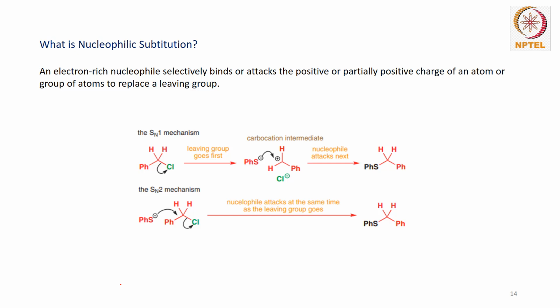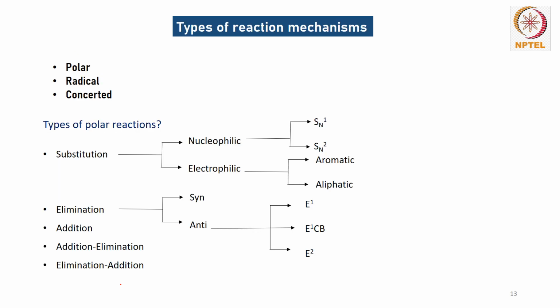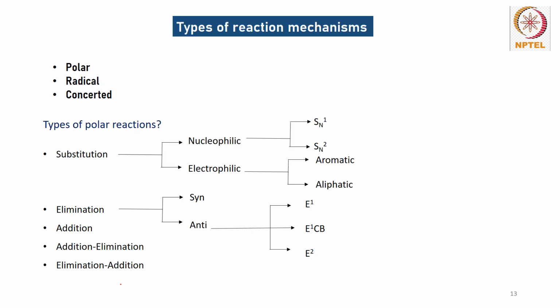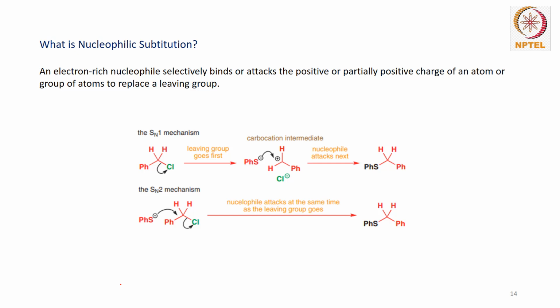So today's goal is to explain what substitution is, and mainly what nucleophilic substitution is. Here I am discussing nucleophilic substitution. When an electron-rich nucleophile selectively binds or attacks the positive or partially positively charged atom or group and replaces the leaving group, that is called nucleophilic substitution. As I have shown, it has two types, SN1 and SN2. This is SN1 and this is SN2.